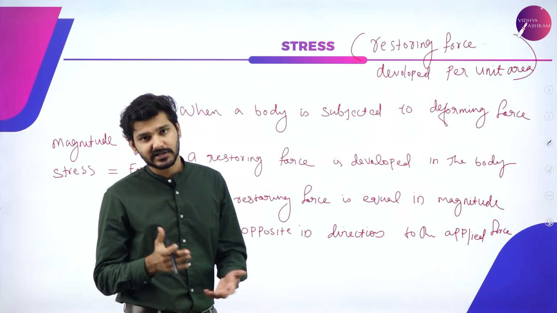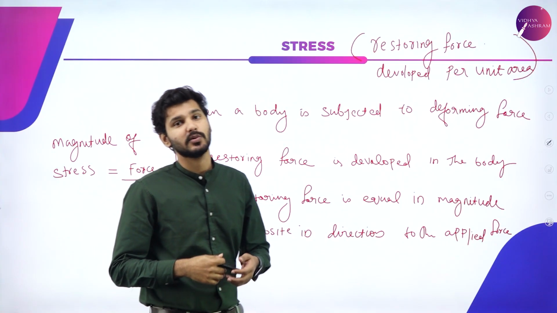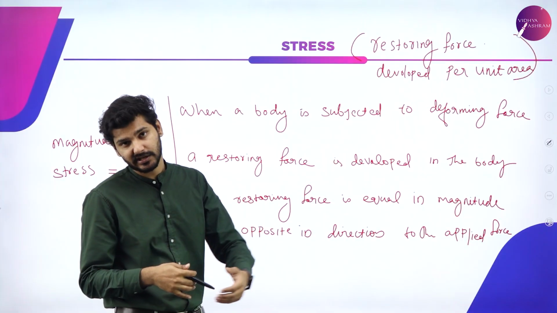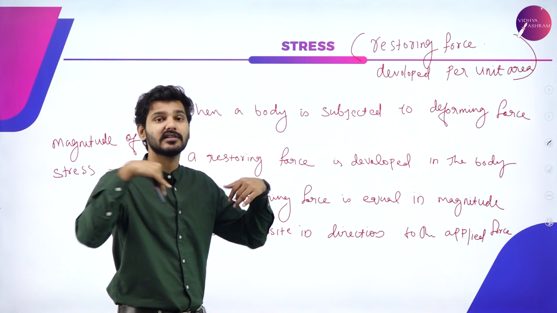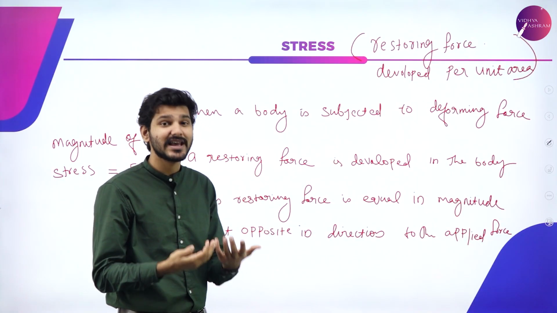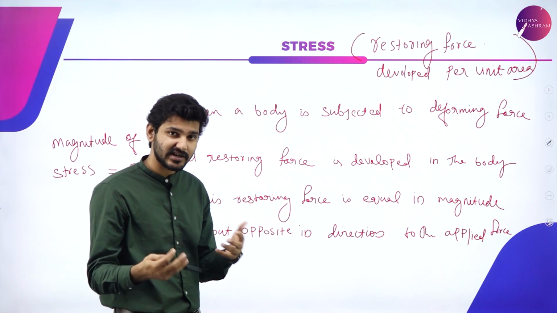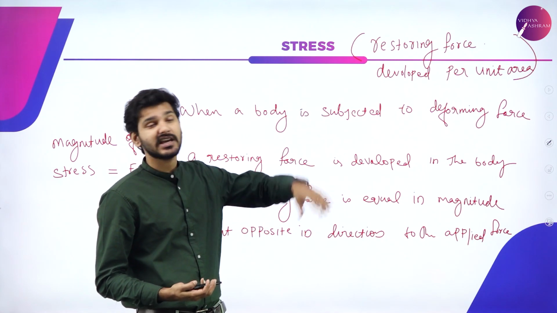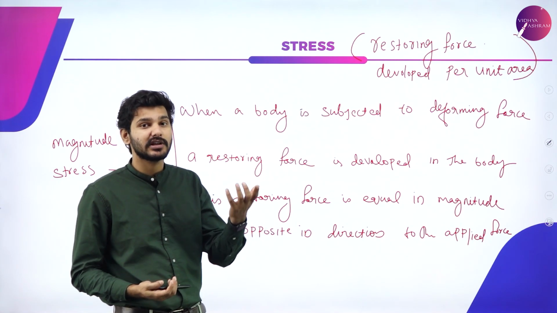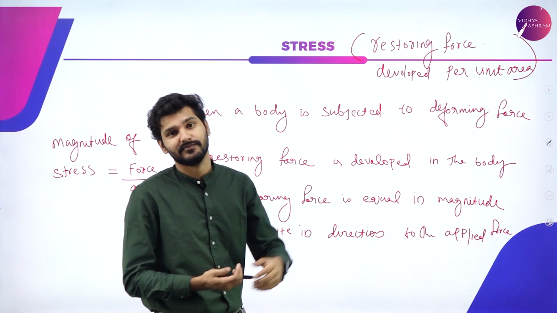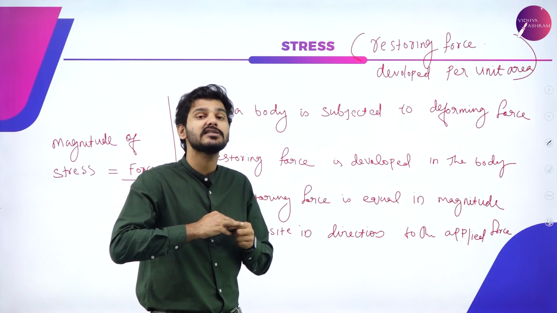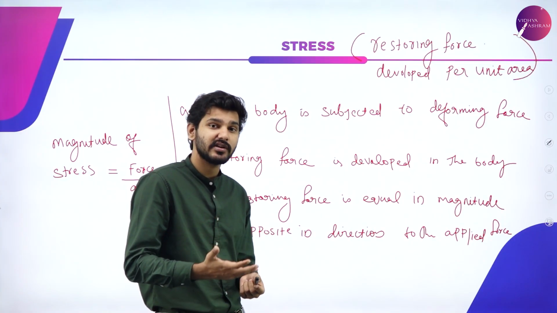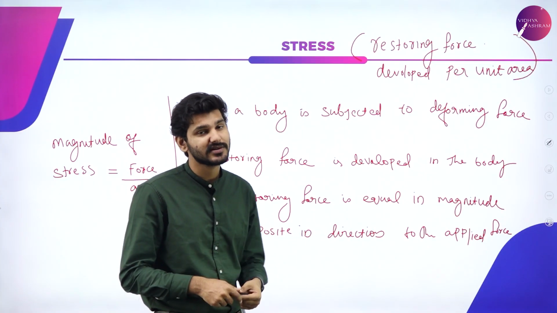So in one simple sentence, if you want to say what is stress, you can say that it is nothing but the restoring force developed per unit area. If I apply a force, there is a restoring force existing in the opposite direction. When that force is expressed in terms of unit area, it is known as stress. So when we apply force to any solid object, it develops stress. That restoring force per unit area is known as stress.